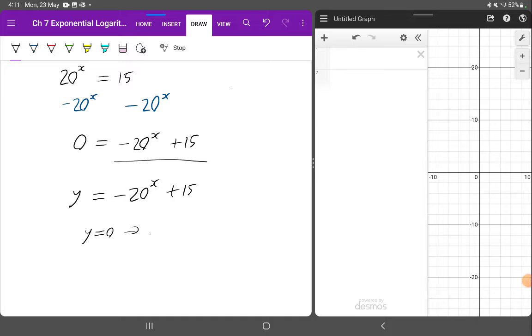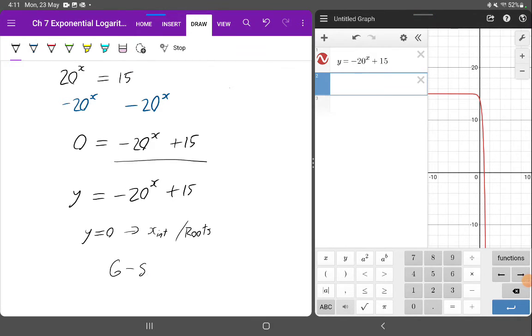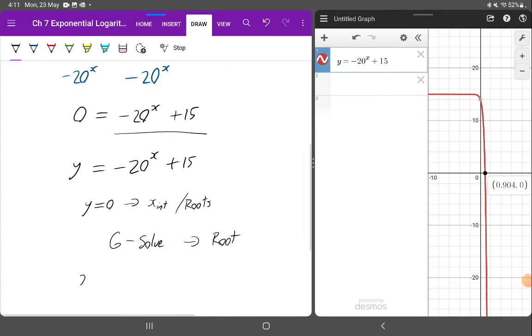And when y is equal to 0, that's when we're looking for the x-intercepts, or what we call roots, using the calculator. So I can just type into the calculator negative 20x plus 15, y equals. And all then I'm looking for is the roots. So I'd gsolve, and then choose root. And you can see right here, there's a solution at 0.904. So x equals 0.904, and once again we round to 0.90 after rounding.